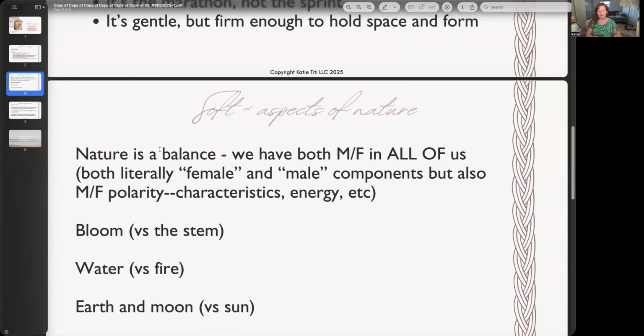The feminine, or the feminine leading aspect, might be the bloom, and the masculine leading element might be the stem. Water, we're talking about just elements in general, not the specifics around them, but just their outward facing characteristics. Water versus fire. Earth and moon versus sun. And that one's a really important characteristic to draw, because the earth and moon are both receptive of the energy, the light and the warmth, the heat from the sun. And our life would not exist without the sun and its rays. So incredibly important balance, and the way that life is created and sustained and grown.